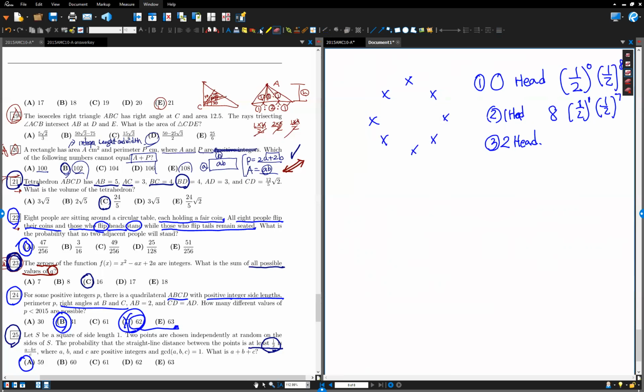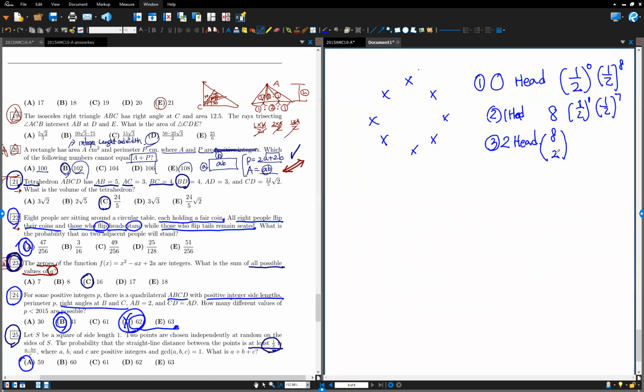So you can use this way. When you choose 2 out of 8, any 2 is okay. It doesn't matter whether they're adjacent or non-adjacent. To find the number of non-adjacent, find out the total number of choices of 2, right? That is 8 combination 2, out of 8 points we choose 2. That is 8 combination 2.